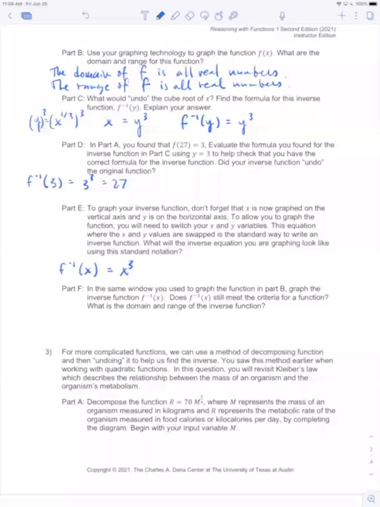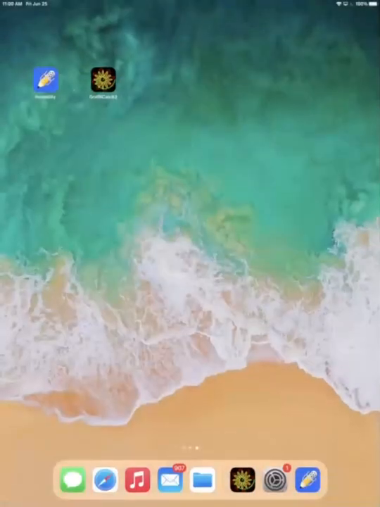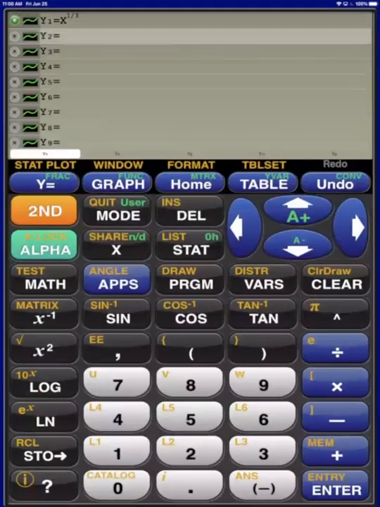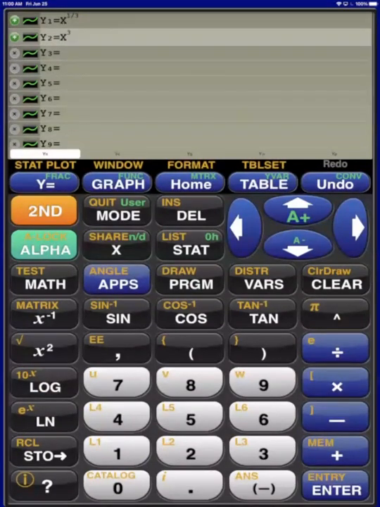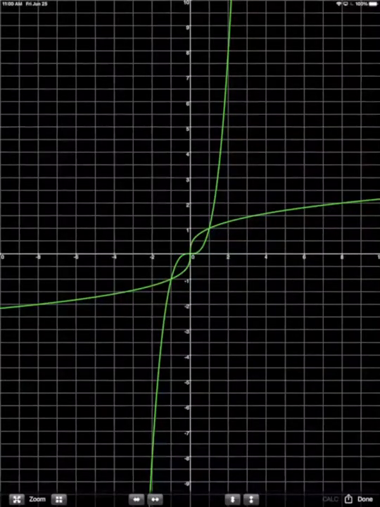Part F. In the same window you used to graph the function in part B, graph the inverse function, f inverse of x. Does f inverse of x still meet the criteria for a function? And what is the domain and what is the range of this inverse function? So back to our calculator, and we'll go to the y equals screen, and let's go down to the y sub 2 line, and we are going to write x cubed. So x cubed, and we're going to graph this, and there we see we have two curves graphed on the same coordinate axes there. And we can see that f inverse is still a function, and we don't have to restrict the domain or anything, but the domain and the range of the inverse function is, again, all real numbers.